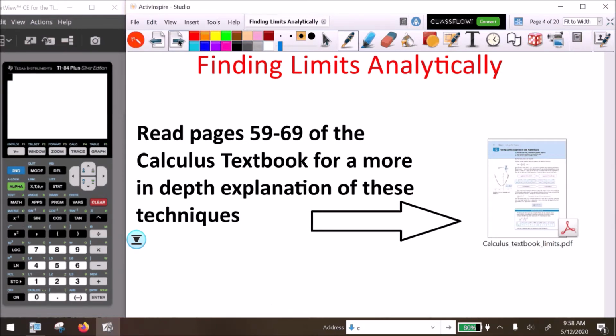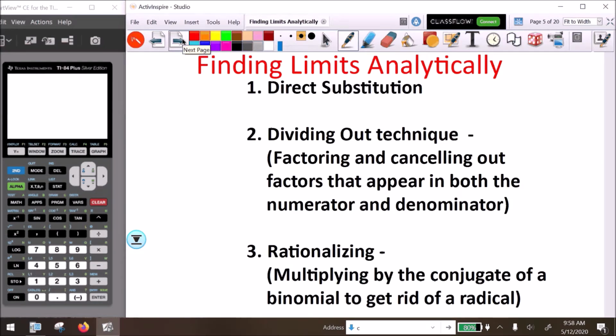In this video, we're going to look at three different methods for finding limits analytically. The first method is called direct substitution, and this is when the functions are continuous. You could just directly substitute whatever number x is approaching into the function and evaluate it. We're going to do two examples of that with polynomial functions and two examples with trigonometric functions.